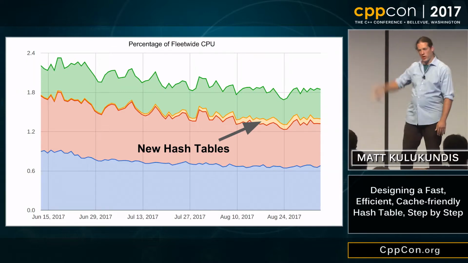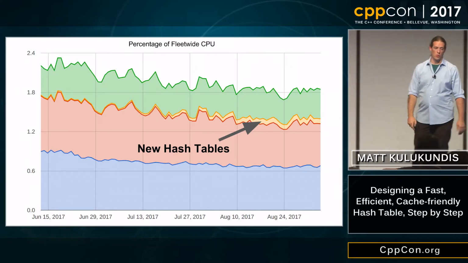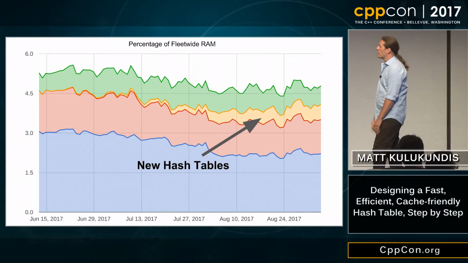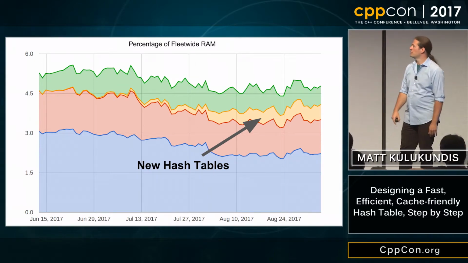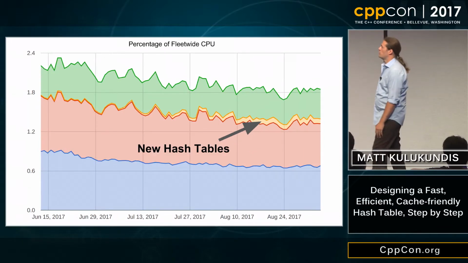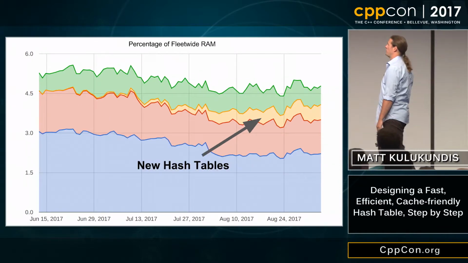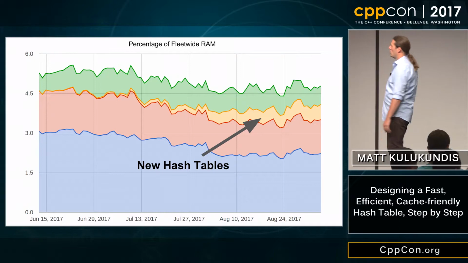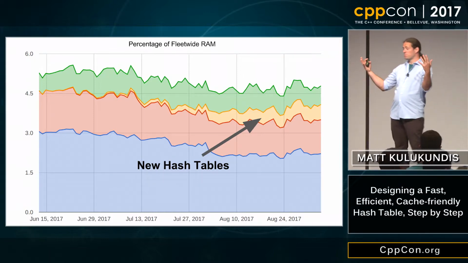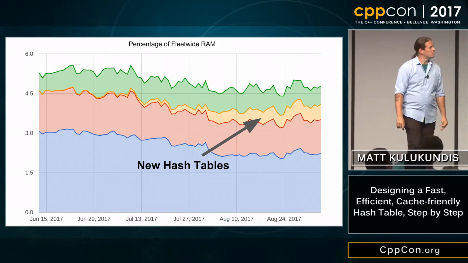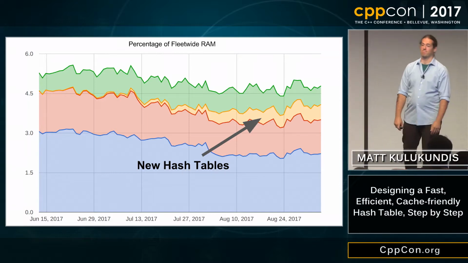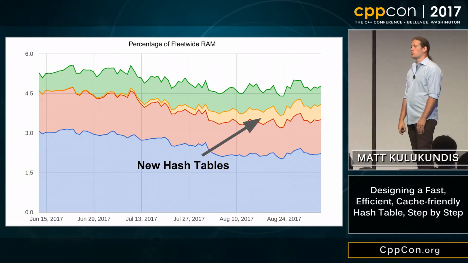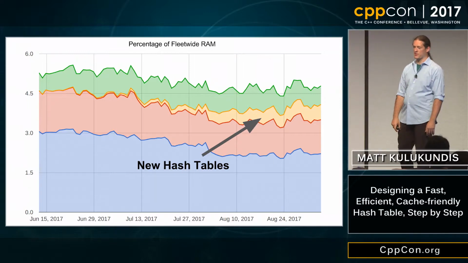But the thing to note is we're trying to replace them all, and we're getting some good wins in CPU. We're getting even better wins in performance. I should warn you, the axes changed. Right? This was 2.4 at the top. This is 6 at the top. We are saving a little over 1%, ballpark 1% of fleet-wide RAM. These numbers are really big when you multiply by the size of Google.